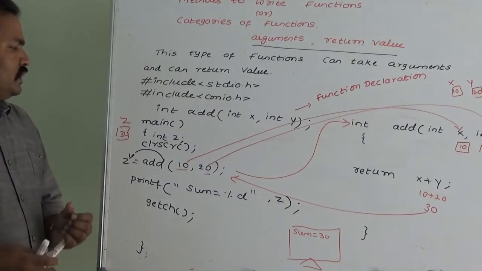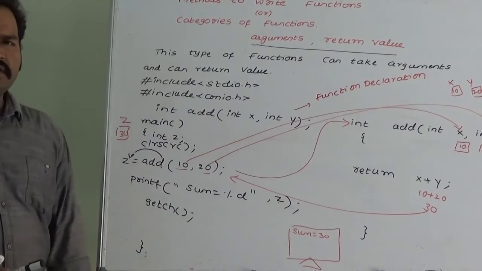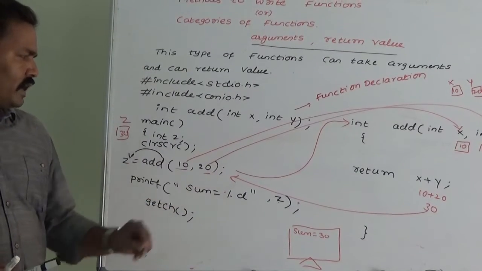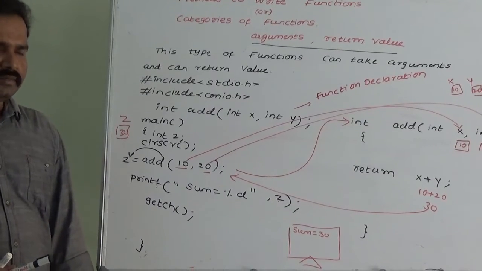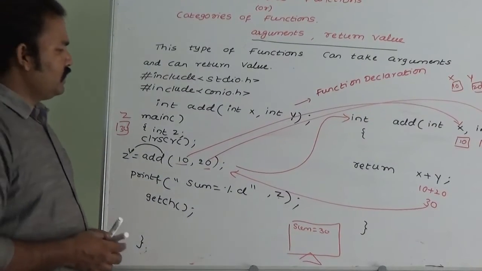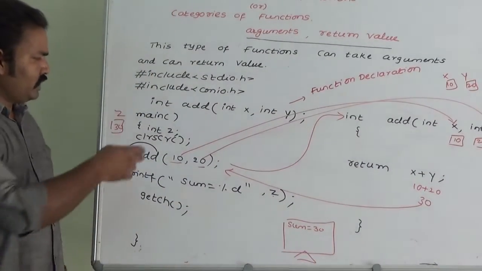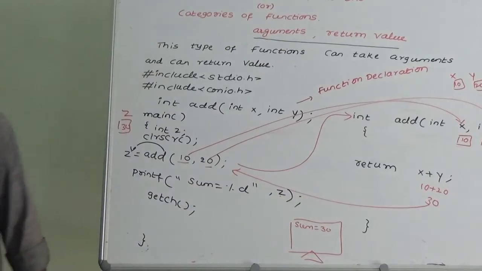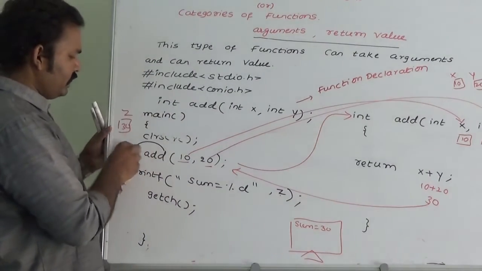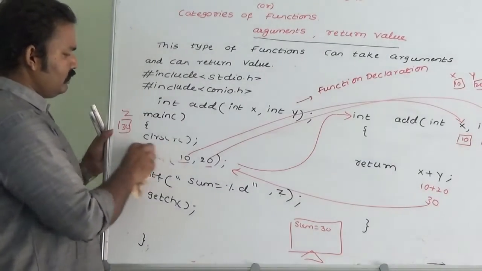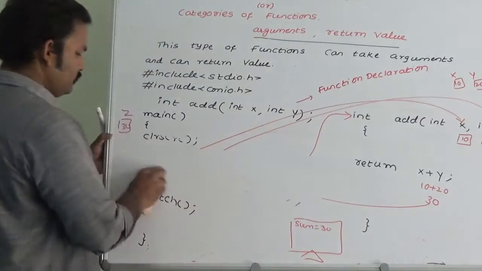Here, instead of passing values directly, we can also write variables. And one more point: here there is no need to declare the z variable. Without declaring a variable also, we can perform this task.